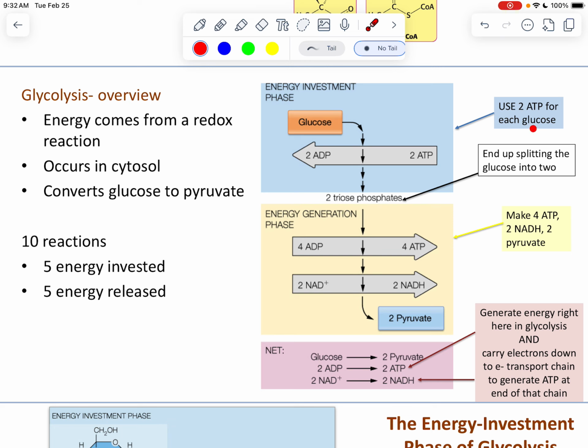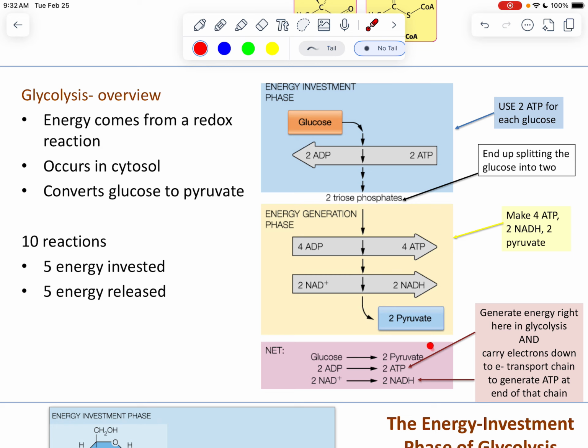So when we look over here on the right in blue, in these first 5 steps we don't net, we use up 2 ATP for each glucose, so it takes energy. At the end of those first 5 steps, we end up splitting that glucose molecule into 2 smaller molecules that feed into the energy generation phase, highlighted in yellow here. During that phase, we make 4 ATP, 2 NADH, and 2 pyruvate.